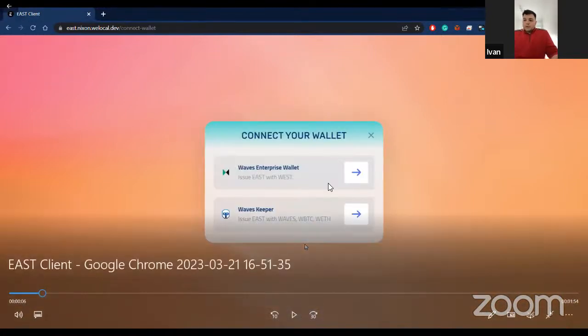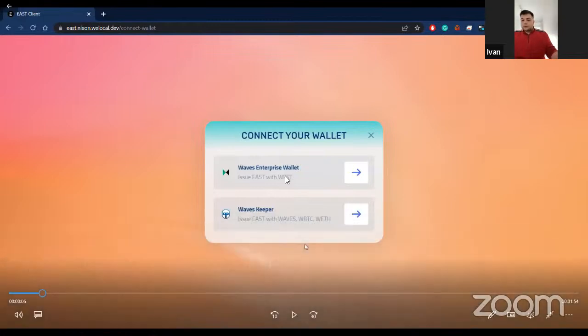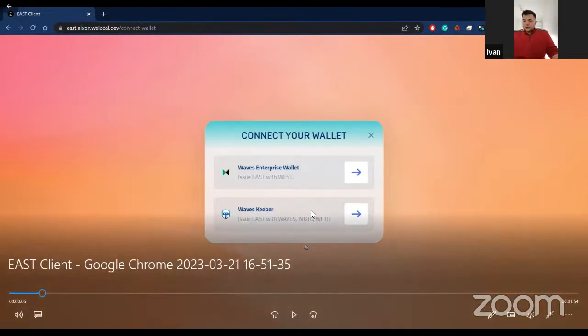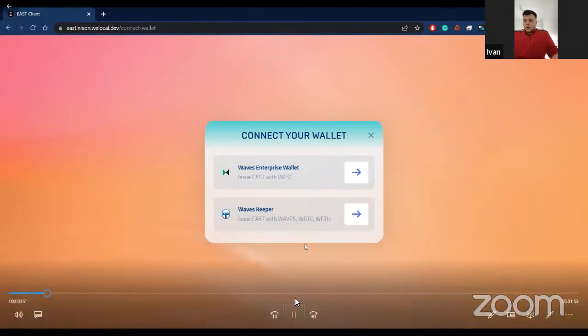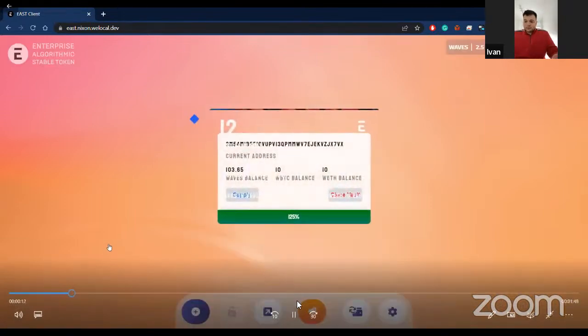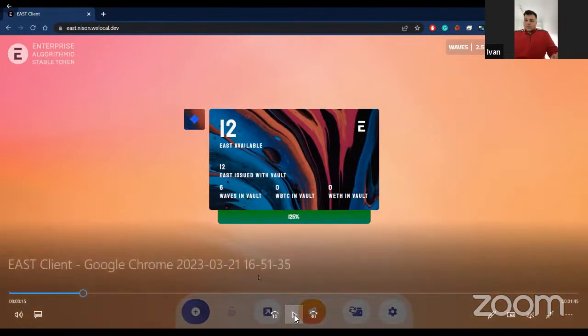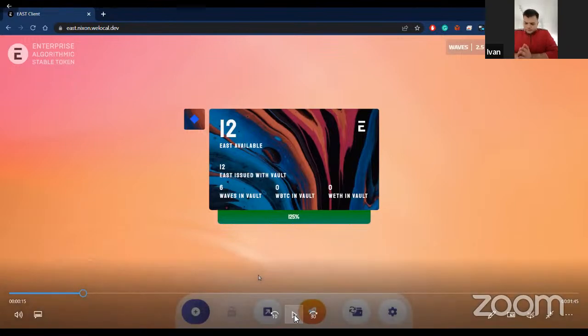While connecting our wallet, we have two options. First, we can use the Waves Enterprise wallet, which means we will use the Waves Enterprise blockchain. Or we can use Waves Keeper, which means we will use the Waves blockchain. To demonstrate, I decided to show you Waves Keeper. So we logged in via the Waves Keeper. Now we are on the main screen, and we have some ISTs in our wallet.